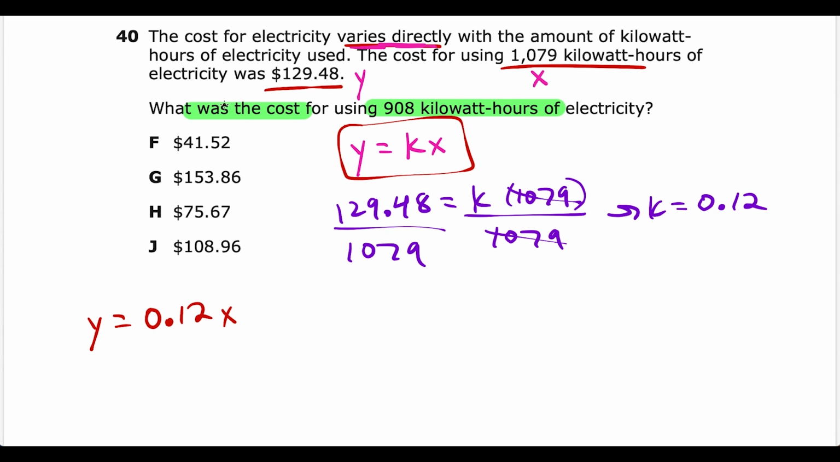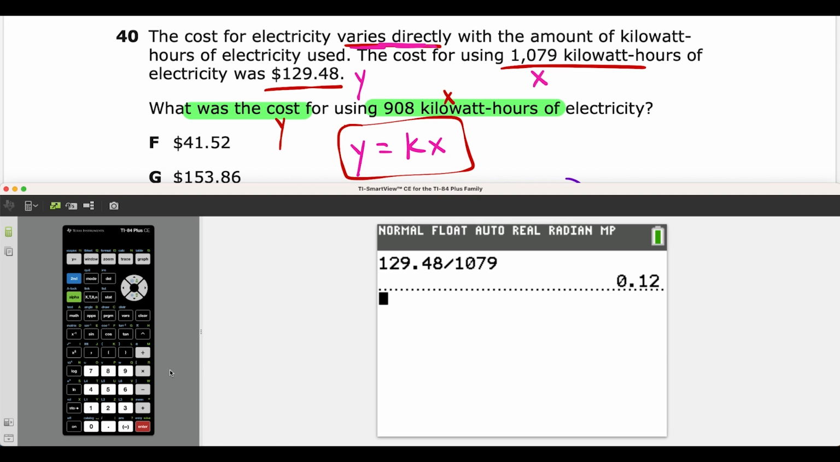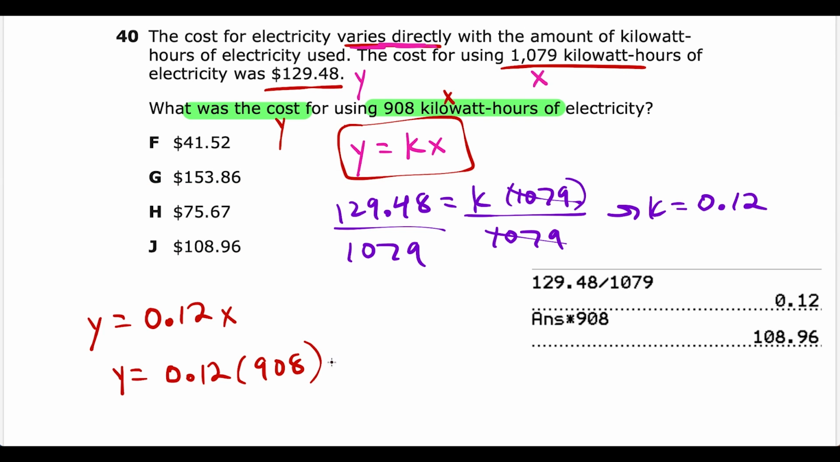And now what we want to know is what was the cost for using this many kilowatt hours of electricity. But remember, kilowatt hours represented our x. The cost was the y. So we're going to be plugging in for x here. We're going to have y equals 0.12 times x is 908. And the rest is calculated work. So we can just multiply our previous answer here by 908, and this will give us our solution. So the cost is going to be 108.96, and this matches up with choice J.